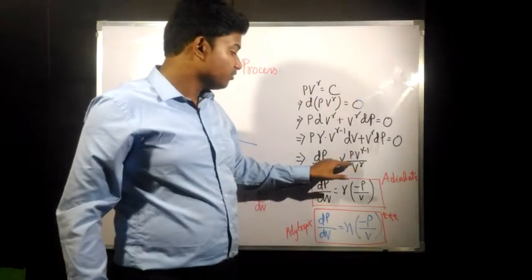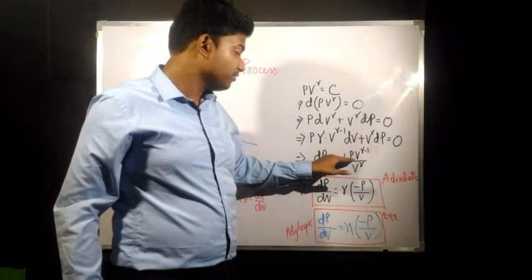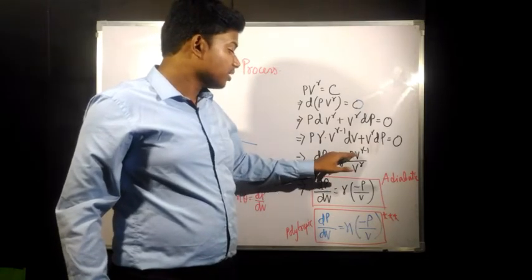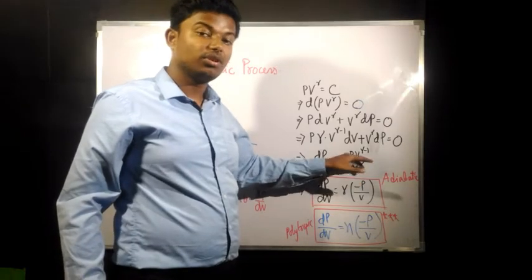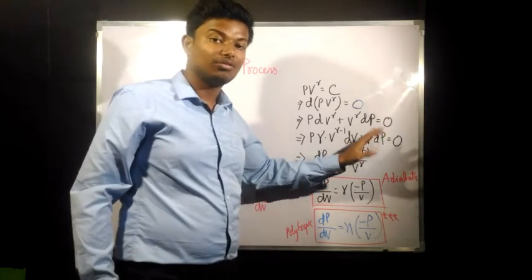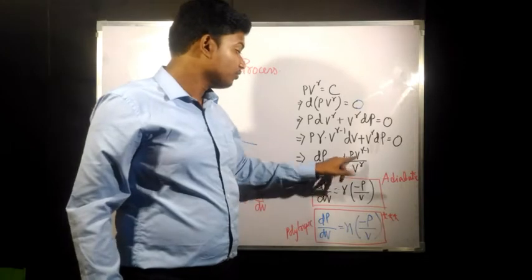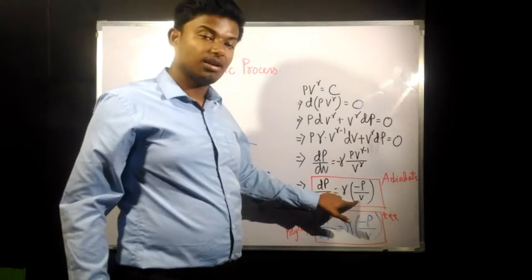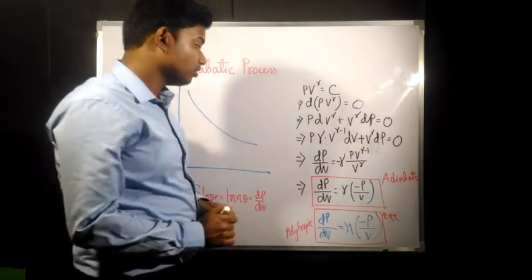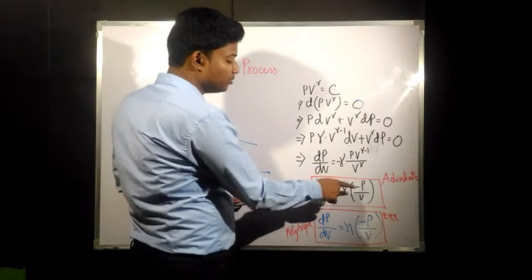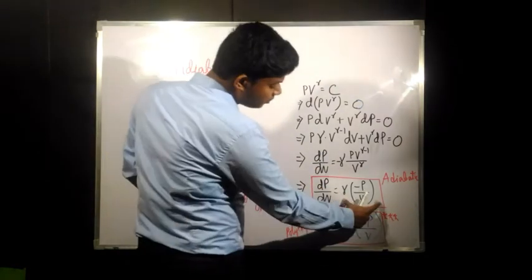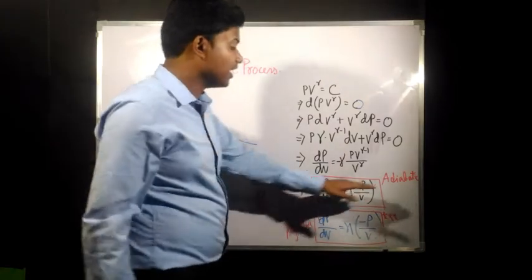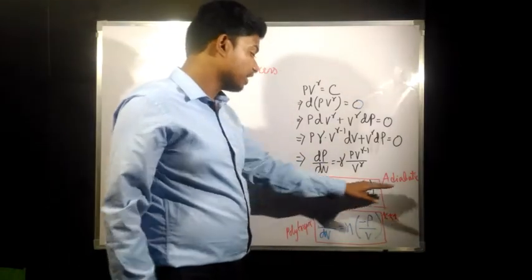That means to find the final power in v, we need to subtract: v to the power gamma minus 1 minus gamma. That gives us v to the power minus 1. For v to the power minus 1, v will come in the denominator, and this minus will go with p and gamma will come in front. So this is the final expression for the slope for the adiabatic process.